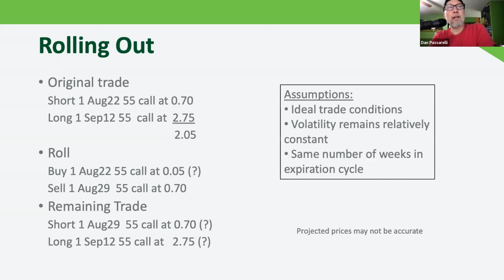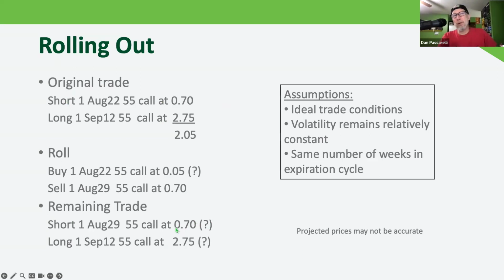So if you think about it, that roll there, that's a time spread. We're selling the long term, buying the short term. Wait a minute, why would we sell a time spread? Well, because what do we end up with? Look at the remaining trade down here. If we're buying back the August 22nd 55 calls, those go poof, they're gone, and they're replaced by the August 29 55 calls. So now we basically have the same spread on again.